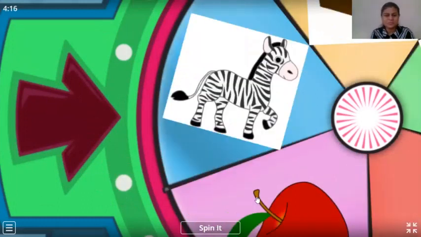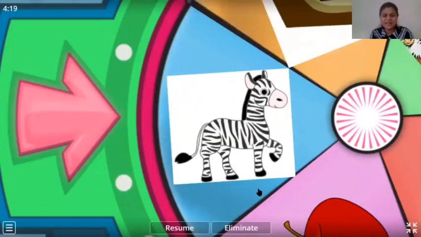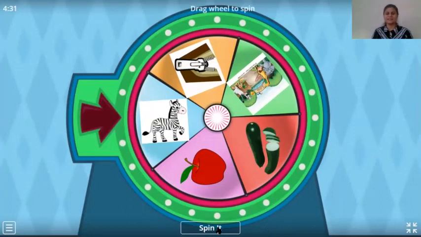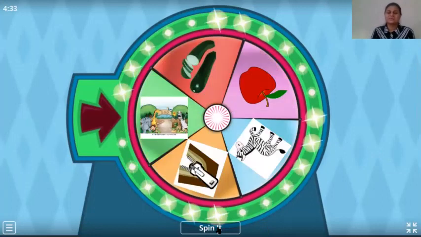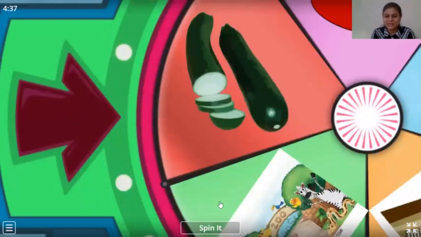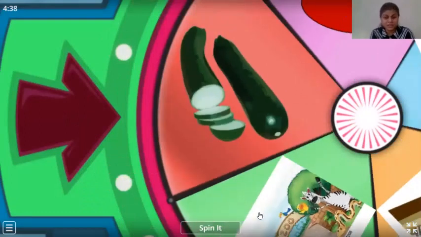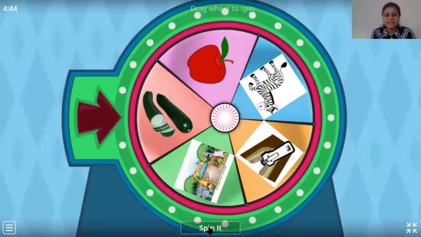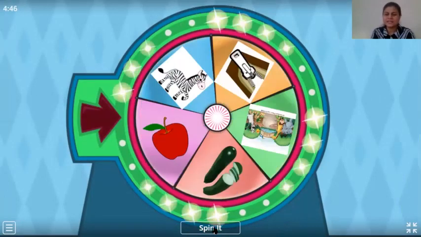Oh, I think we just missed the picture, whereas this picture is that of letter Z, so we need to resume. Yes, let's go, let's spin it again. Oh, zucchini, that is the picture. Let's resume. Let's try one last time.